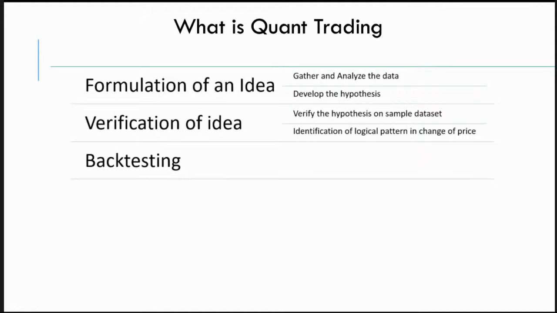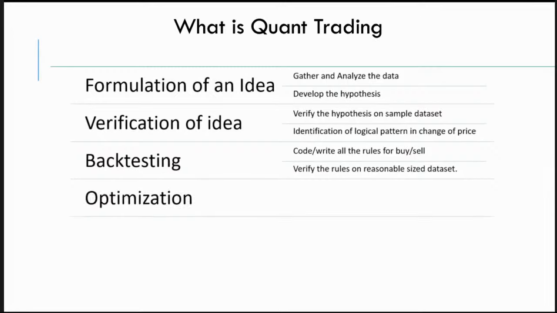Once we do the high level verification of the hypothesis, we do the backtesting. Backtesting is nothing but listing down all the detailed logic into a program and seeing how we can do buy and sell operations using that. And this has to be performed on a reasonably big data set, so that we can check all the market scenarios over the strategy which we have defined. Once we are fine with the backtesting, we go over to the optimization of the parameters which we have defined in the backtesting stage.